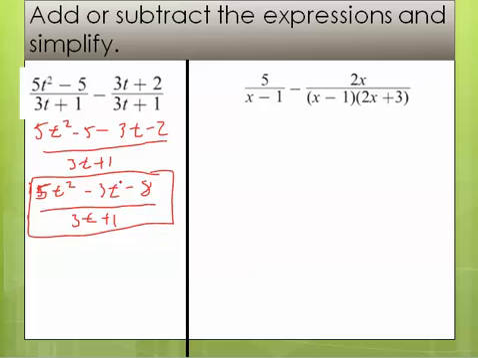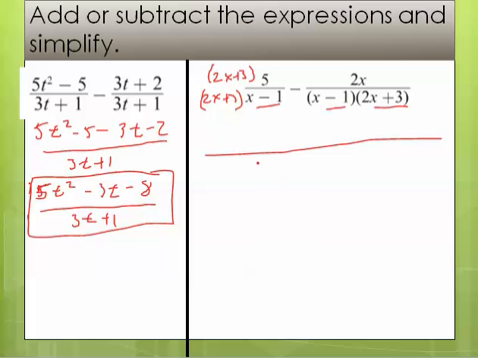Okay? Looking over here, I see an x minus 1, x minus 1. I'm missing this 2x plus 3, so I'm going to multiply this side by 2x plus 3 divided by 2x plus 3. And I'm just going to leave my denominator in that form, okay? x minus 1, 2x plus 3. I'm not going to change it any at all.